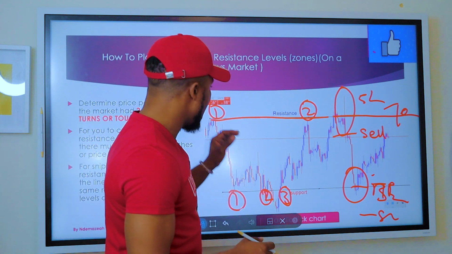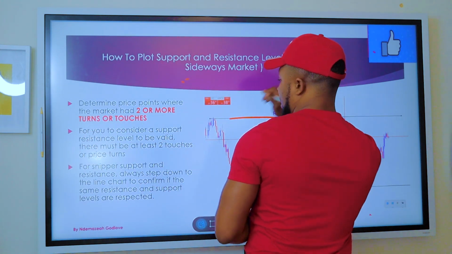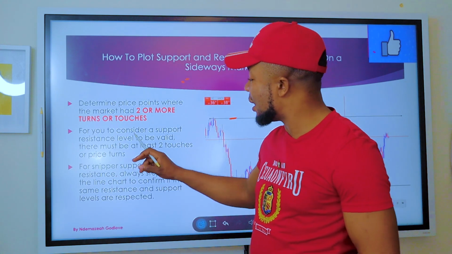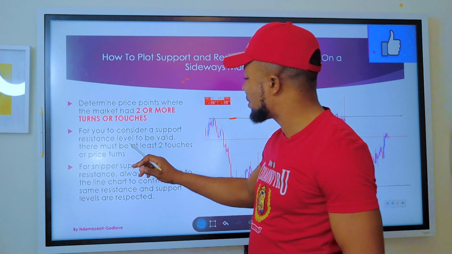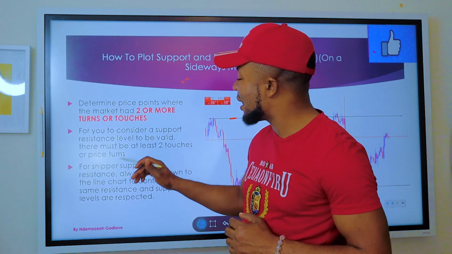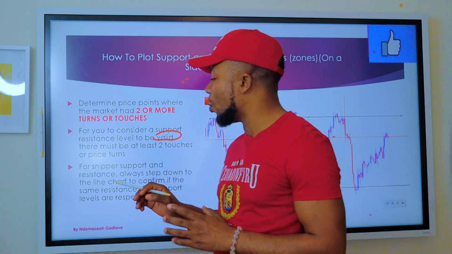All right. Now let me show you an example. Let's go to the next point. The next one says that for you to be able to consider a support and resistance level to be valid, there must be at least 2 touches or price turns.